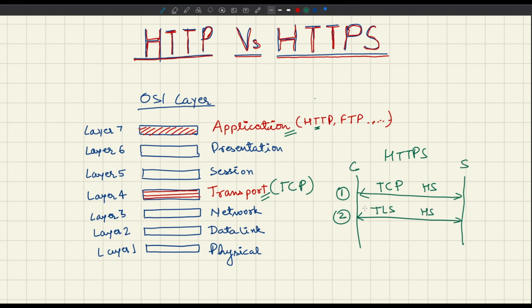We haven't talked about TLS much yet. We are going to talk about it. Just bear with me for this example. And then in the third step, this is where the actual HTTP GET request is sent.